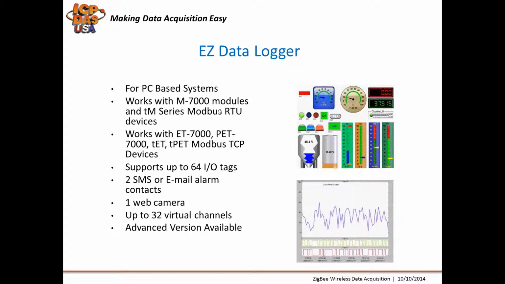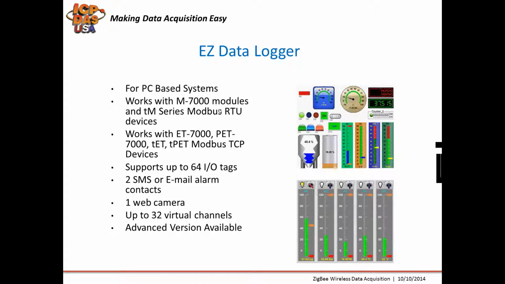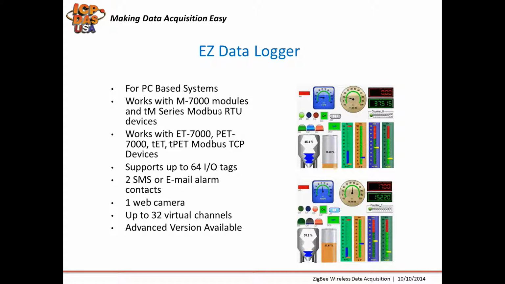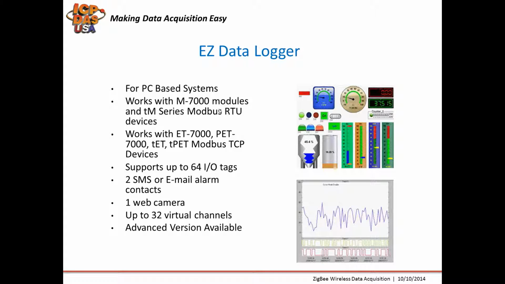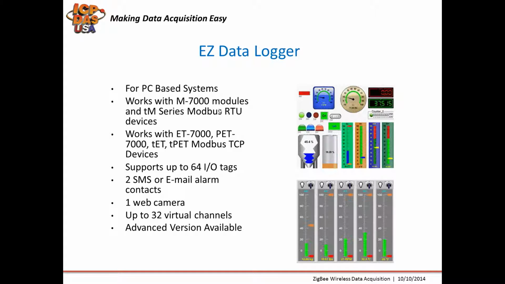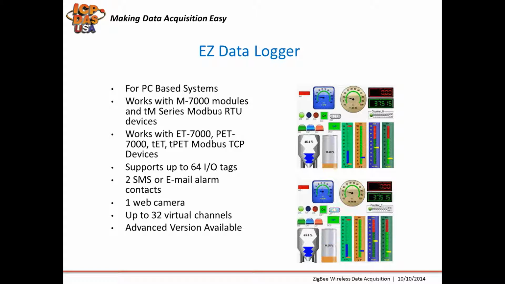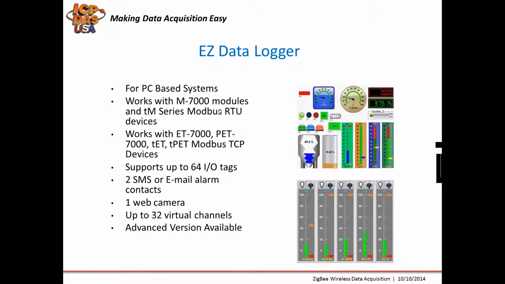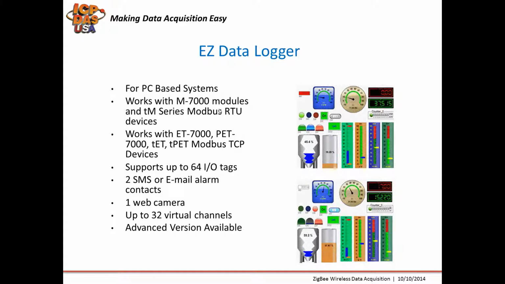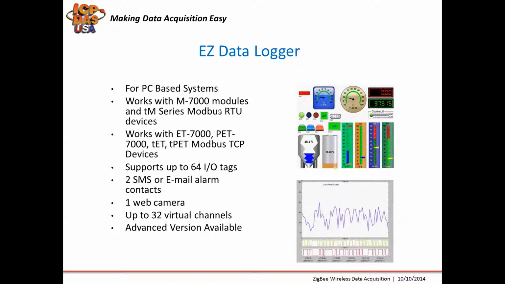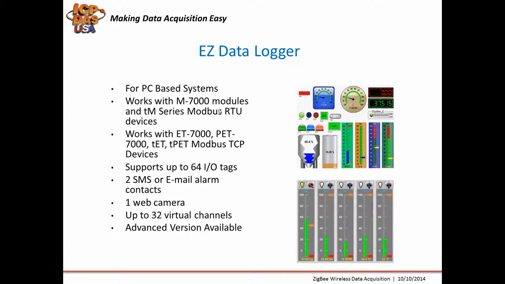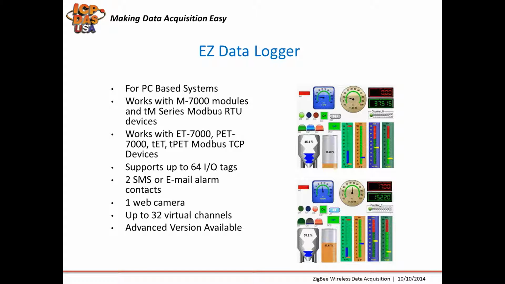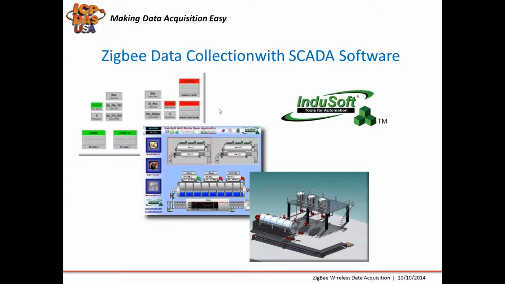Free Easy Data Logger supports up to 64 I/O tags and can send email alarms or SMS alarms based on conditions like when a temperature level is above a desired range. It can log data and show data on a trend graph over time. You can also use gauges and buttons to see a graphical representation of the data on the screen. It also supports one web camera in case you wanted to see live video footage of your actual application. An advanced version is available that supports more channels, more email alarms, and more web cameras.